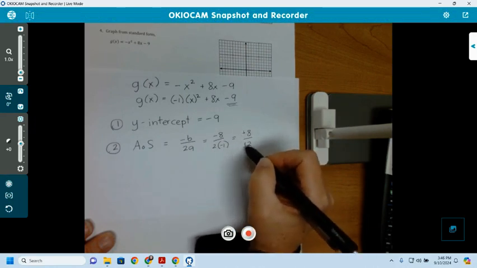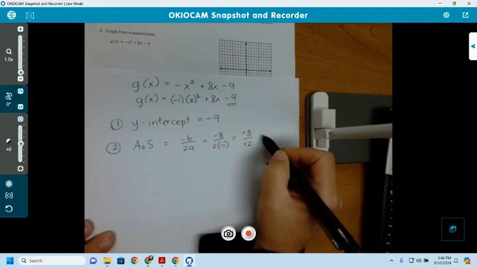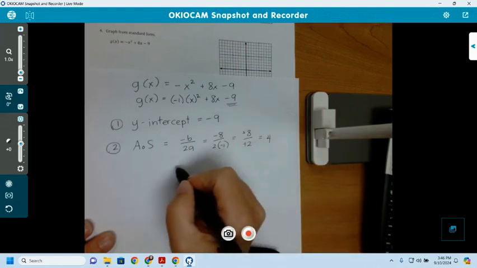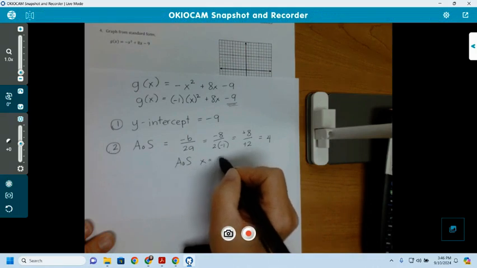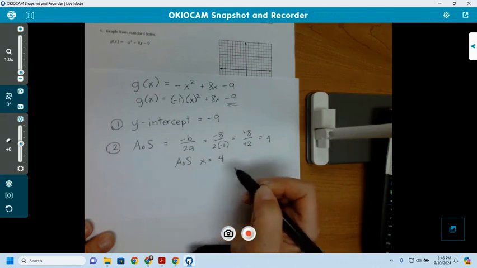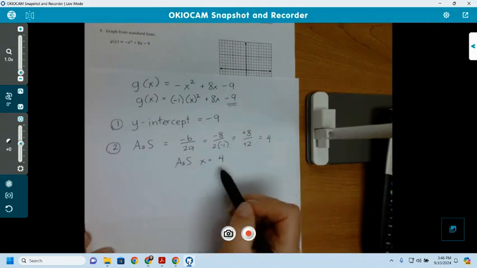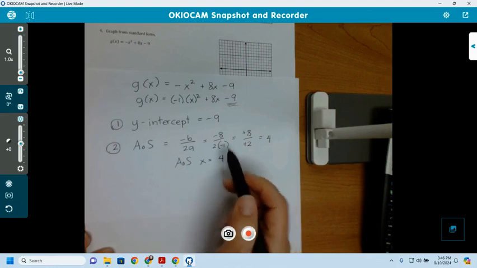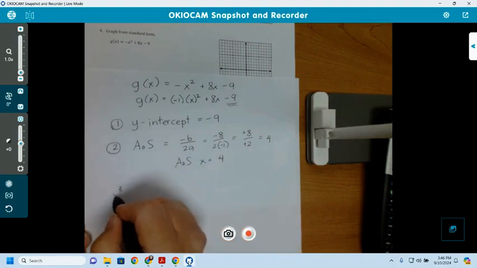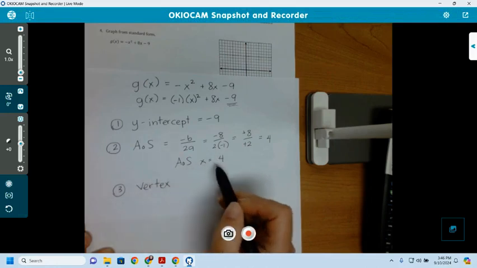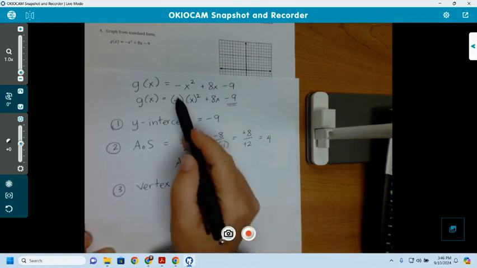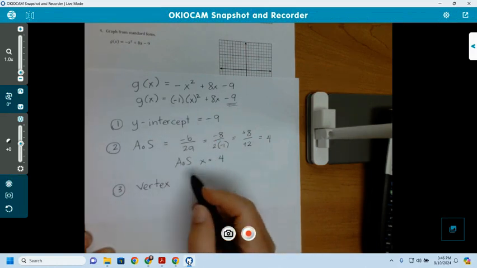Those negatives cancel each other out, which means 8 divided by 2 equals 4. So our axis of symmetry is x equals 4. So once we know the axis of symmetry, the last thing we need to find is the vertex. We take the value of the axis of symmetry and plug it back into that original equation.